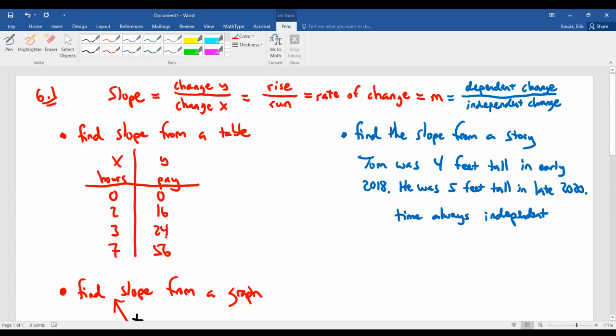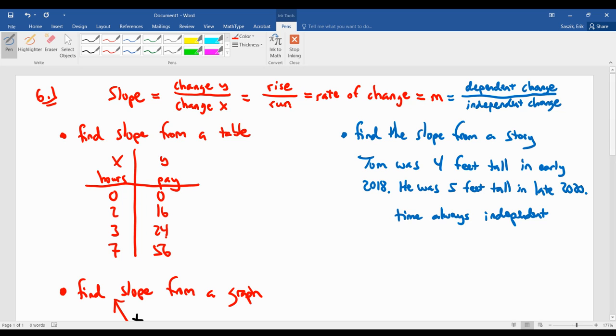Slope, most people know it as rise over run, okay? It's the change in y over change in x. So it's the rate of change. All these things up here on the top are the same. And for some reason, I don't know why, but slope is represented by the lowercase m. But all these things up here mean slope, okay? Change in y over change in x.